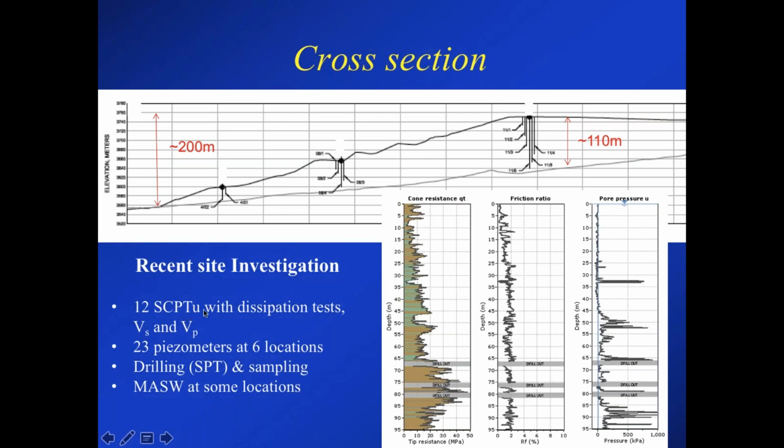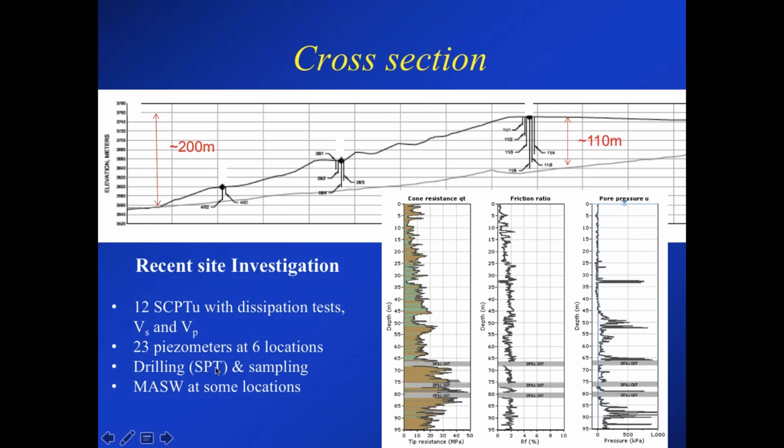They did 12 seismic CPTs with pore pressure measurements and dissipation tests. They measured both shear wave velocities and P wave velocities, and they installed about 23 piezometers at 6 locations, so they had nested piezometer locations, generally close to where the CPTs were done.